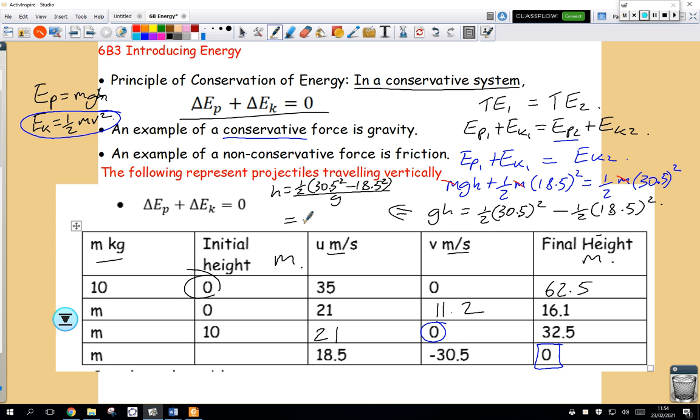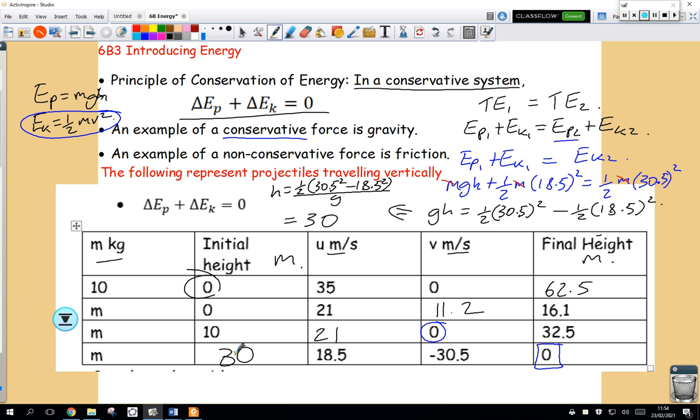Again, I'm going to use my calculator for that because that's a little bit beyond my powers of mental arithmetic. 30.5 squared, subtract 18.5 squared, I'll take a half of that, and then divide by 9.8. And that's working out as 30 for me. So its initial height here is 30 meters.